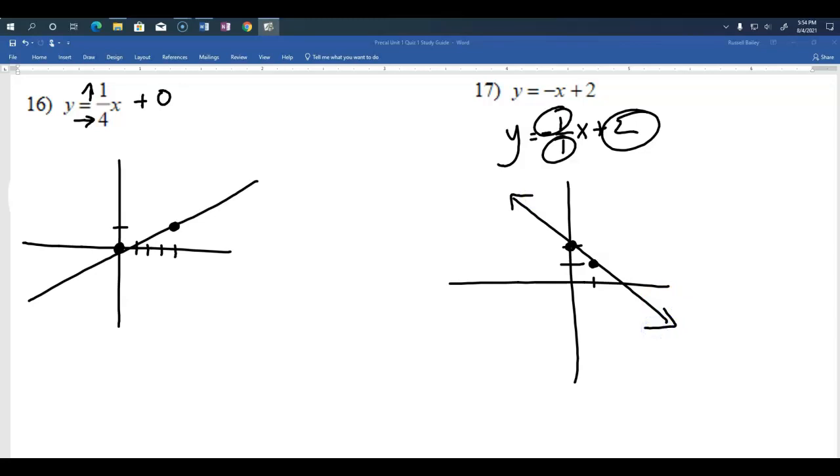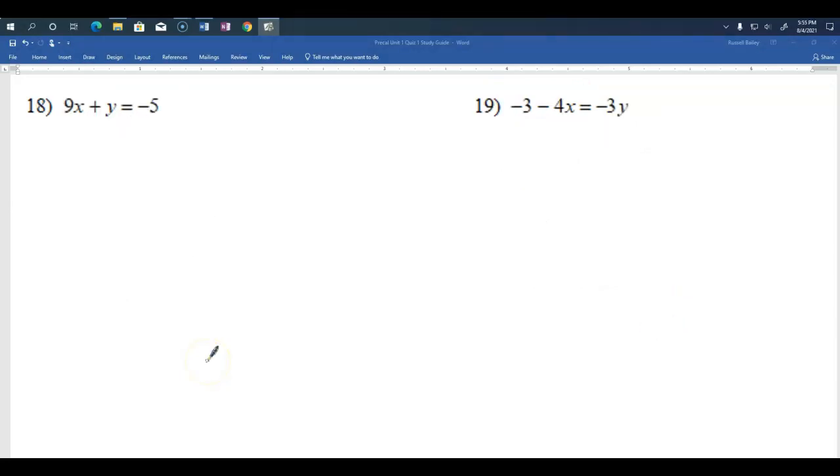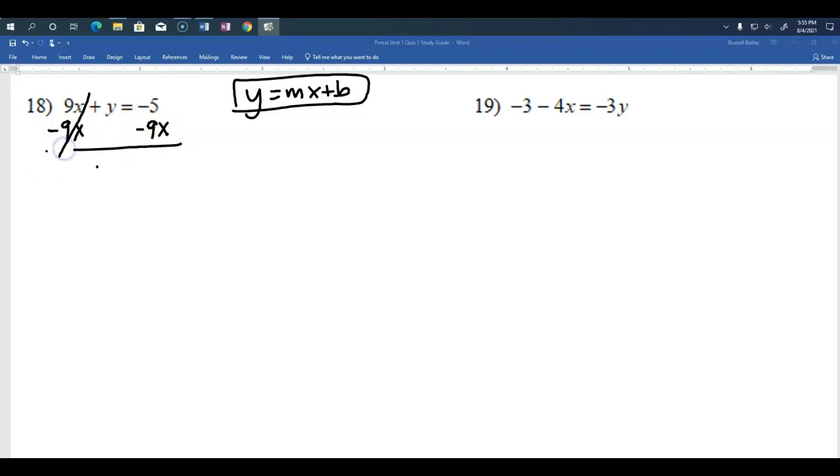All right, let's move on to the next pair. So on both of these problems, we don't have them in slope-intercept form. We want them to look like this, but they're not looking like that. And the way that we get them to look like that is we get the y by itself. So on number 18, to get the y by itself, all we need to do is subtract the 9x on both sides. After that, we're welcome to graph it.